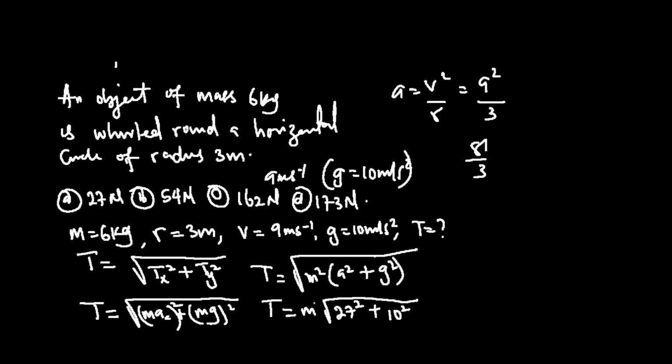Am I making sense now? And the mass is what? The mass is 6 kilograms. So the tension is going to be 6 times the square root of 27 squared, which should give us 729. Plus 100. We add this together, that should be 829. So we have that T is equal to 6 root 829. So what's the square root of 829?